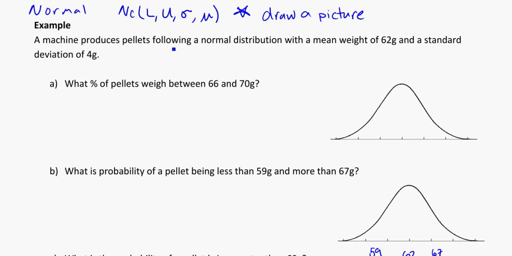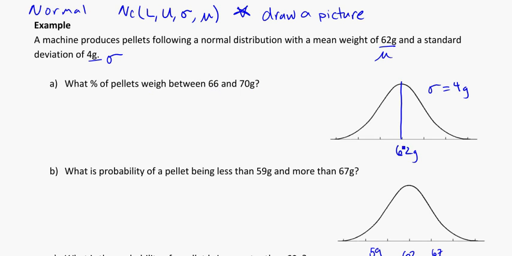So a machine produces pellets following the normal distribution with a mean weight of 62 and a standard deviation of 4 grams. So, in any picture, the mean is always going to be down the middle. I'll have a 62 there, and we often write our standard deviation just off to the side, like so, and those are both in grams. And the question here is, what percentage of pellets weigh between 66 and 70 grams?